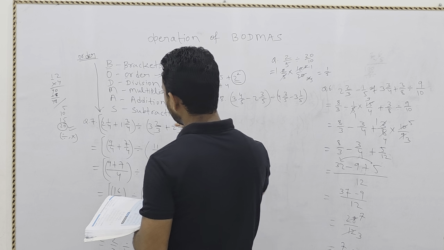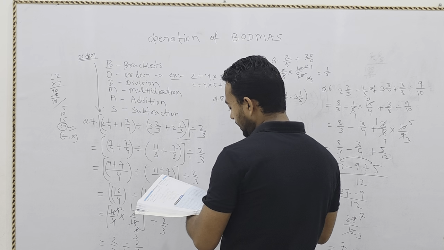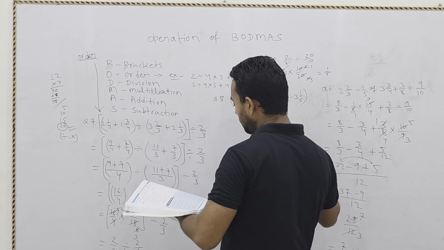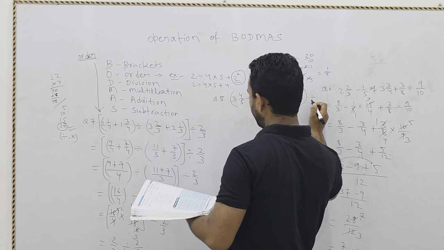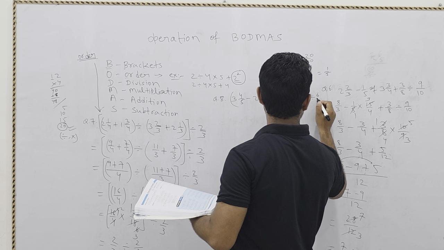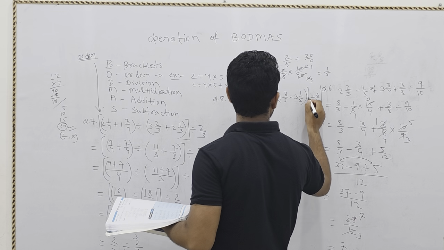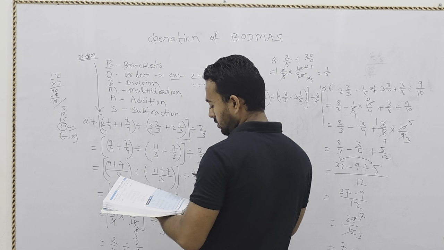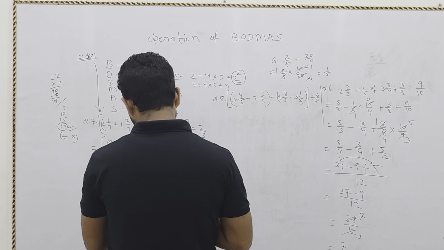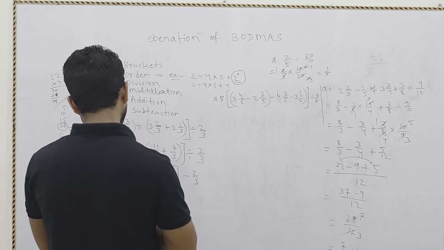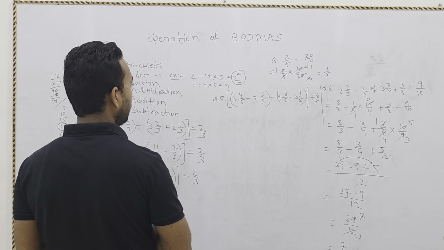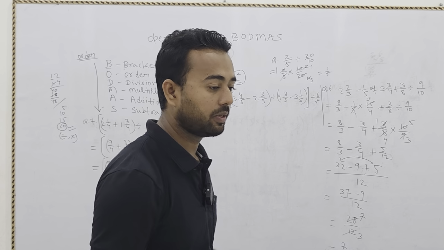Close. It is similar to question number 7, but I am writing it here. If you have any doubt, then it will be cleared in this question. Divided by 6 by 7. So this is the question. You can see here 3 4 by 5 minus 2 3 by 5 divided by 4 3 by 5 minus 3 1 by 5, and lastly divided by 6 by 7.